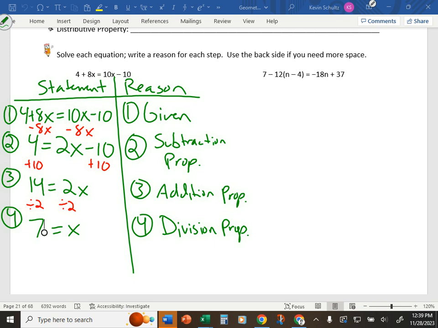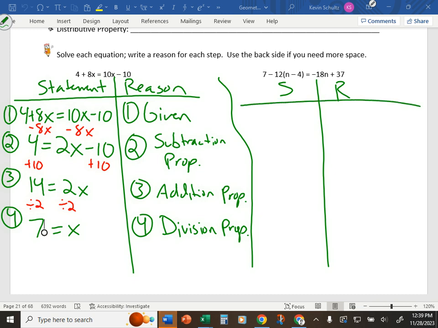Does that make sense? Okay. Are we done? No, we're not. Well, we're done with this one. Okay? Next one. How do we start? Brielle. Put the equation. So start with your statement and reason chart. This one I might leave myself a little more space on the statement side because the equation is a little bit longer.